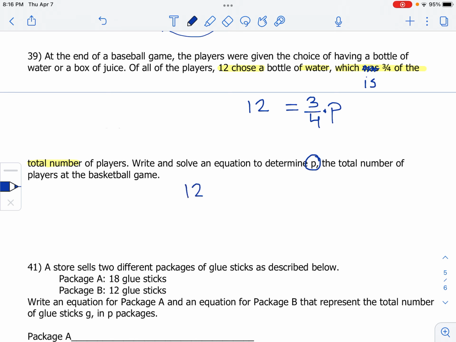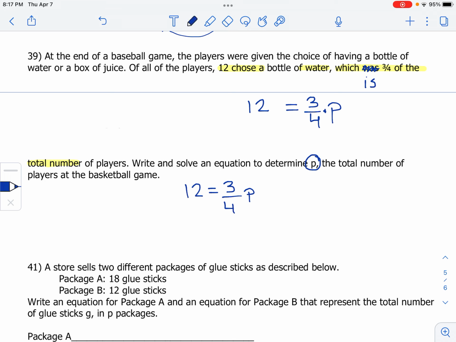So we want to figure out, and there's no set strategy that you have to use here, right? I know that P has to be bigger than 12, because if we were multiplying 1 times P, that would equal 12. But we're taking part, 3/4 is a part, it's smaller than 1 whole. So that means P has to be bigger than 12. Right? So we can use some guess and check here.